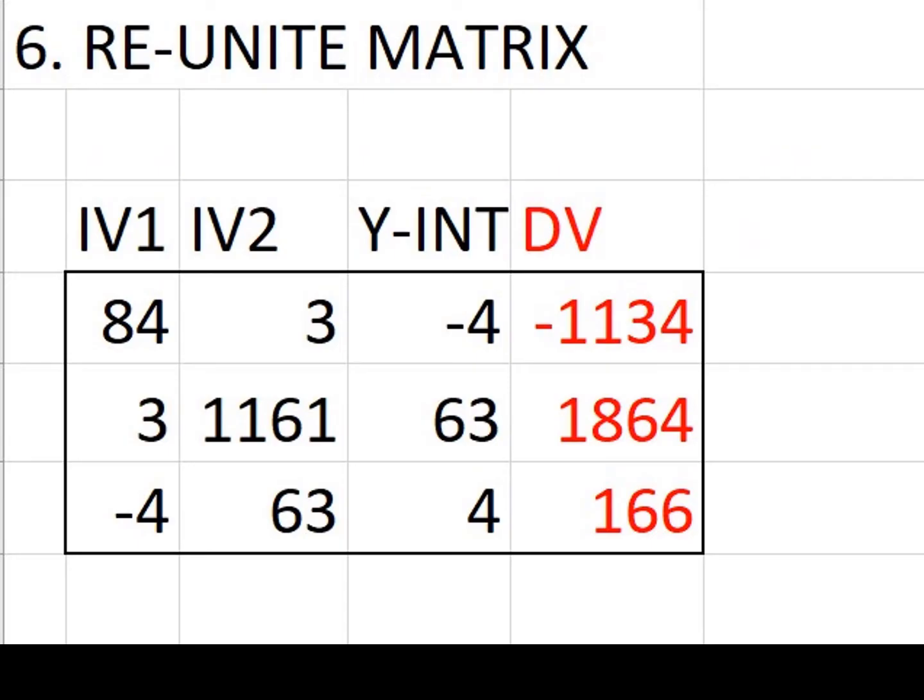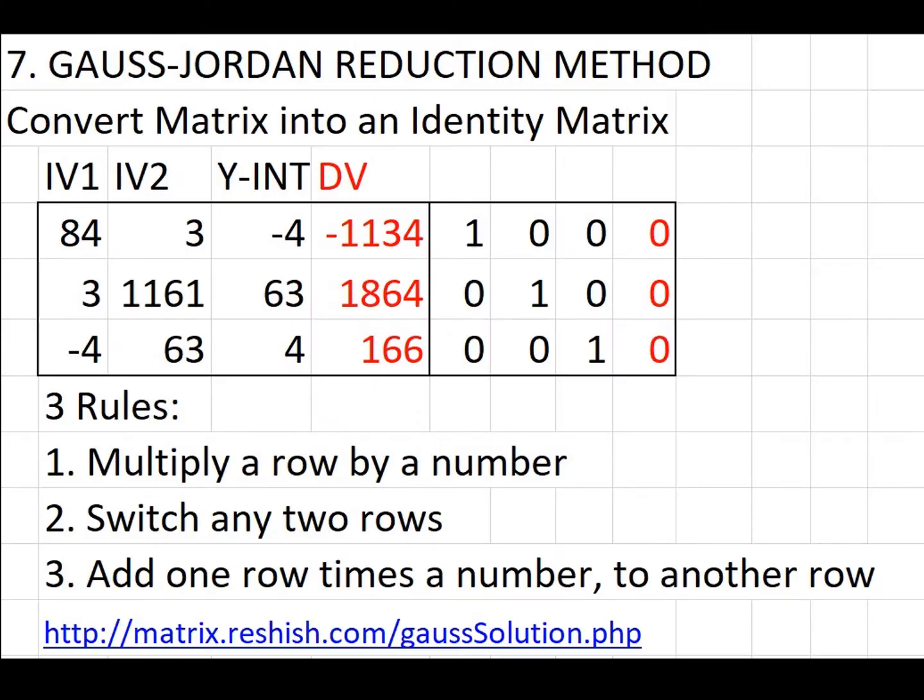Now here in step 6, we reunite the two results of our transposed matrix multiplications. You've got IV1, IV2, the y-intercept, and the dependent variable, and they're put back together into a new matrix. Now the core of the solutions in linear algebra is the use of the Gauss-Jordan reduction method.